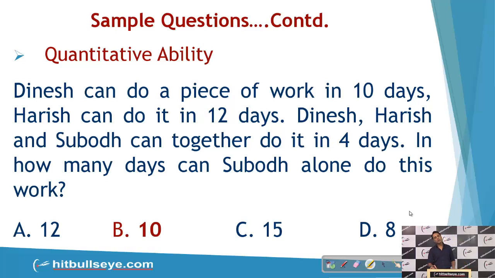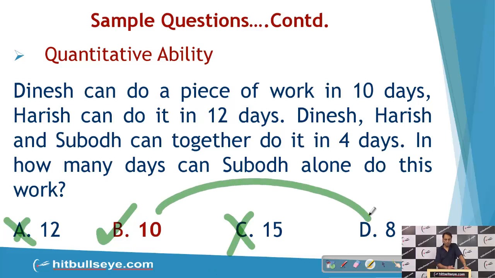You find the work which they will do in 1 day. So all of them put together will do 1/4 of the work. And Dinesh and Harish put together will do 1/10 plus 1/12. So this you subtract from 1 by 4 and you will get Subodh's 1 day's work. You inverse it and you will get the number of days in which Subodh will complete the work, which is 10 days. And obviously options A and C are eliminated because these cannot qualify as answers based on the data given. So the only ones which qualify would be B and D, and with some analysis and application of basics, B is the answer.